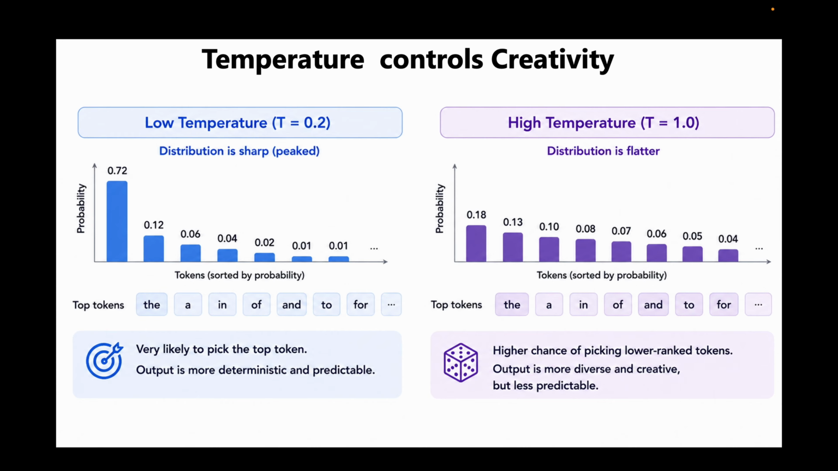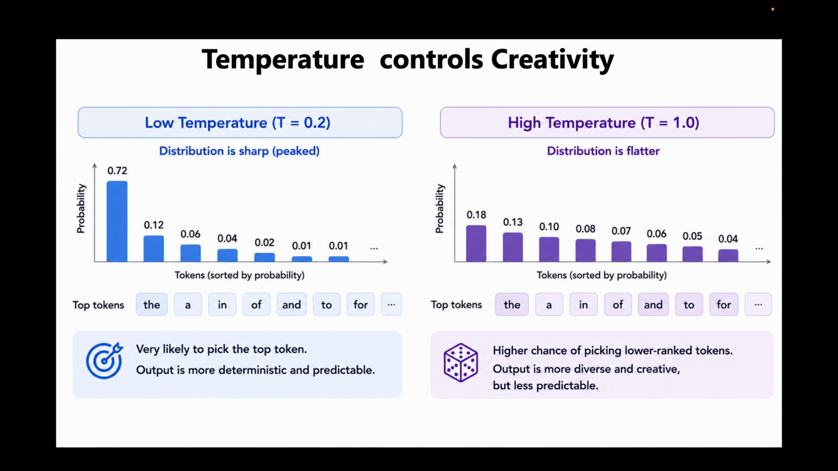If you look at the left side where the temperature value is 0.2, you will notice that the probability distribution is very concentrated. One token has much higher probability than the others. And because of this, the model will always select the highest probability token. The response tends to be consistent, deterministic, and predictable. If you ask the same question multiple times, you're likely to get very similar answers. And this is ideal for tasks such as question answering, summarization, code generation, and data extraction, where consistency is important.